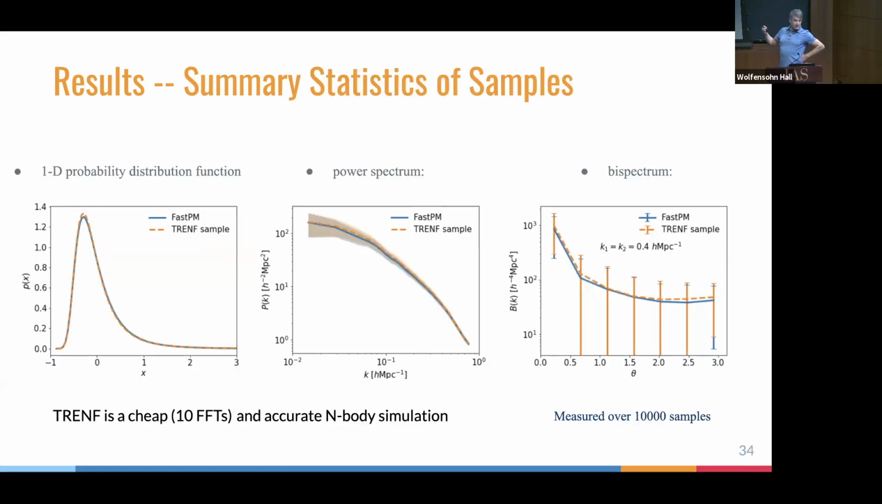Does it work in detail? We think so. Here's the one-point distribution function between the training data and our generated samples. They look perfect. The power spectrum looks perfect. The three-point function, this bispectrum, looks perfect. So all of these higher-order statistics look pretty good.